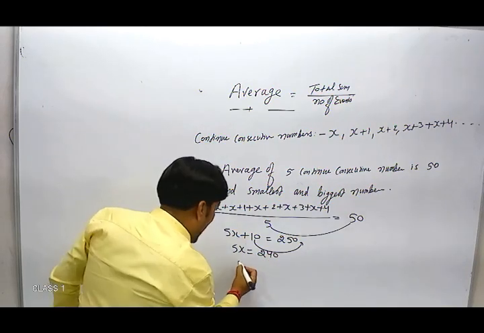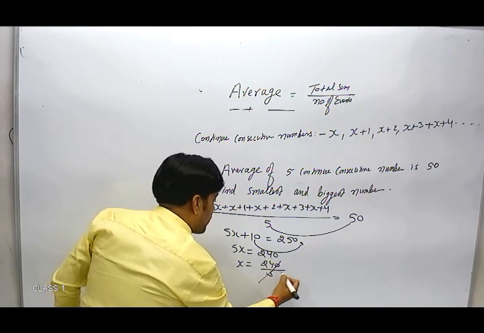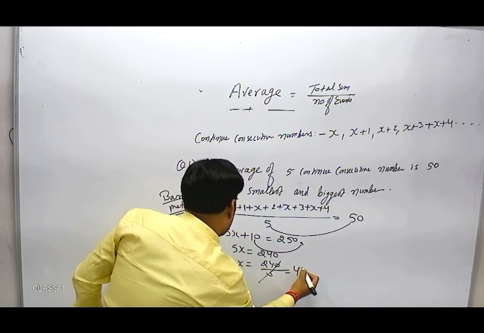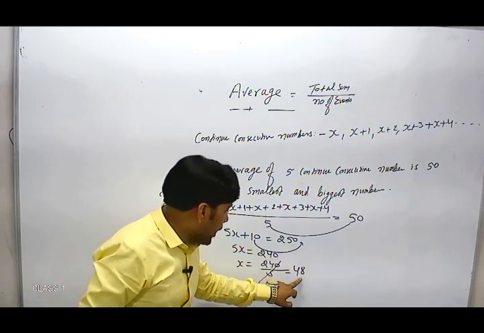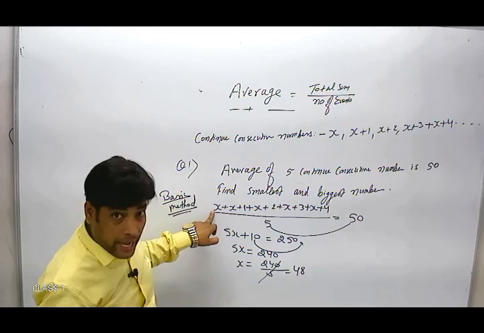Now when you have to find x, divide with this 5. 240 divided by 5. 5 fours are, 5 eights are. So when you divide with the 5, you will get 48. It means x is 48. It means the first number is 48.